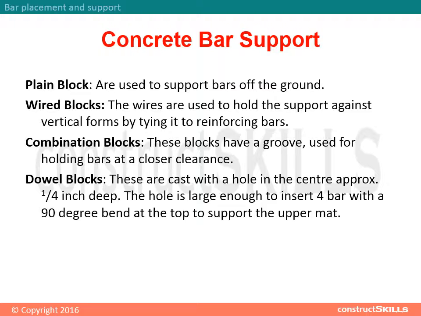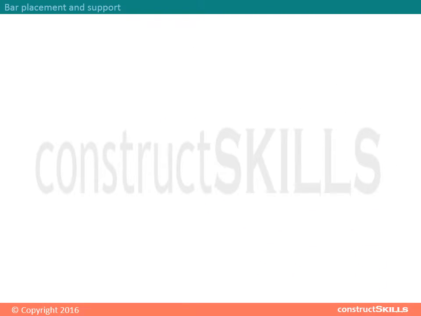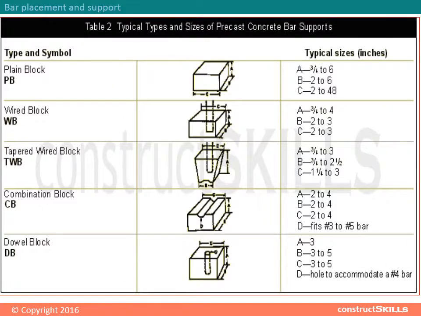Dowel blocks: these are cast with a hole in the center approx 1/4 inch deep. The hole is large enough to insert a bar with a 90-degree bend at the top to support the upper mat. Typical types and size of precast concrete bar supports.